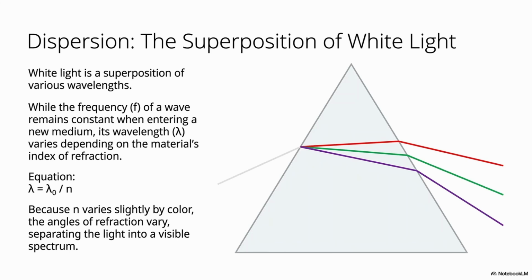That's a great way to picture it. Because they slow down at different rates, the beam spreads out. Red light bends the least, and violet light bends the most, creating the visible spectrum. It's just a phenomenal sorting of energy. Which brings us to our final concept. We've sorted colors, now we need to filter the waves.